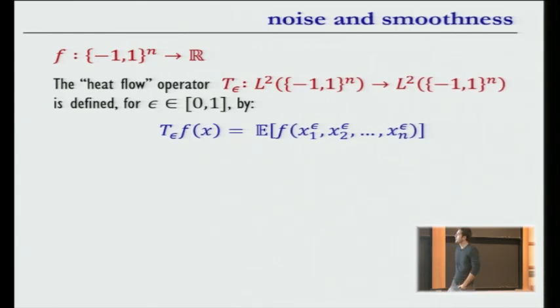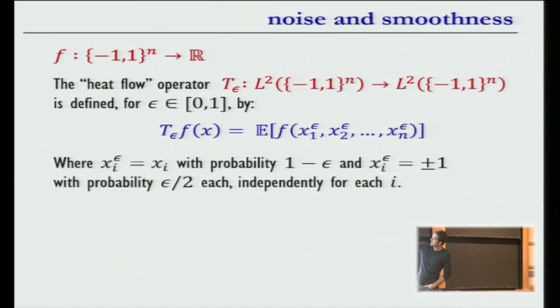T epsilon f. To evaluate this new function at x, you take the average value of f evaluated at some points. And how do you get these points? Well, you take x, and every coordinate with probability 1 minus epsilon, you leave it alone. And with probability epsilon, you flip it to a uniformly random plus or minus 1 value. So every bit you apply some epsilon noise to, and then you average over this noise. This is the operator T epsilon.